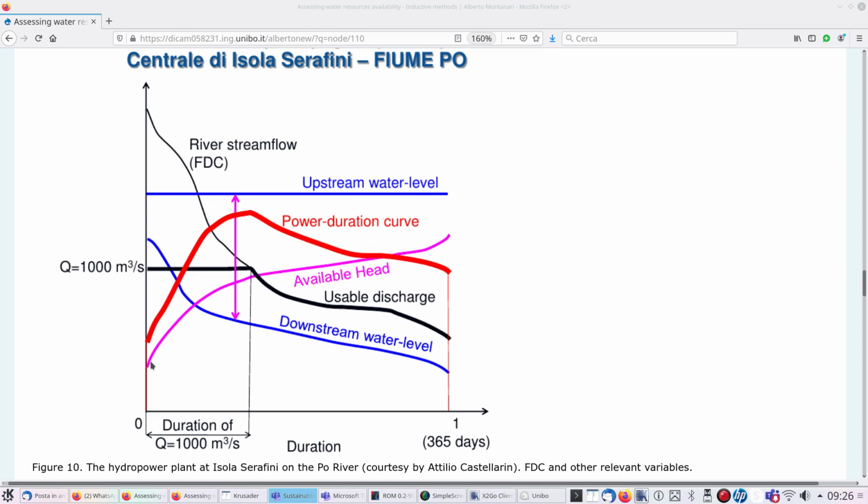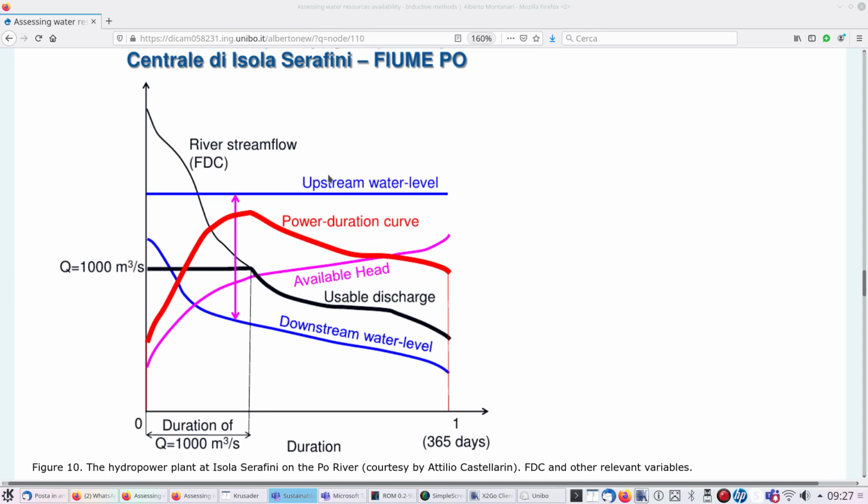And you see in purple the available head. The purple curve is the available head. Available head is nothing else than the difference in elevation between the upstream water level and downstream water level. It means that for the higher flows, you have a lower head. Why is that? Because with the higher flows, you have a water level in the river that is higher downstream.